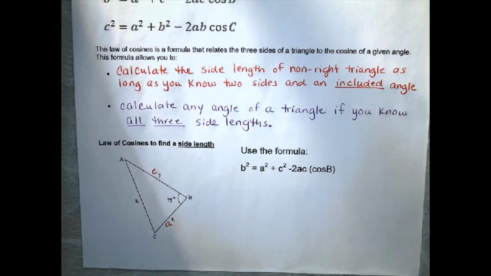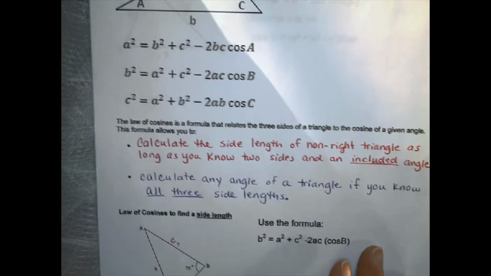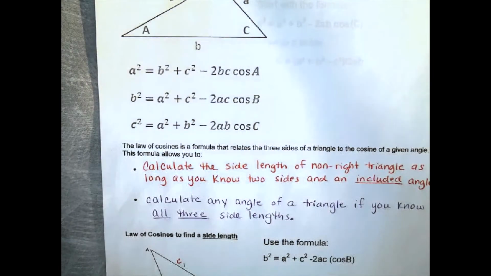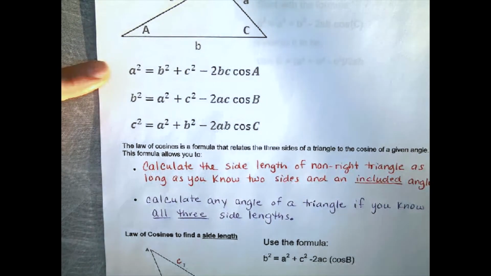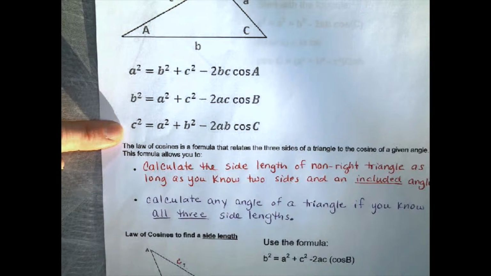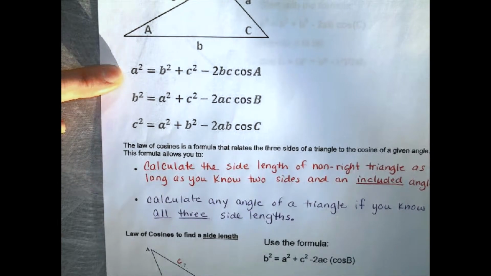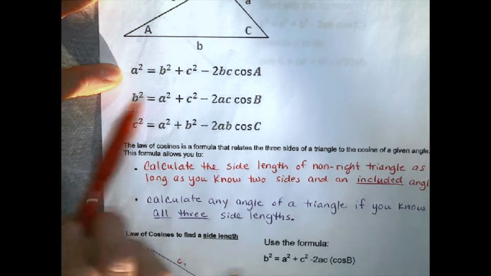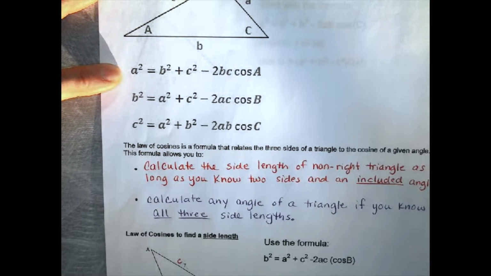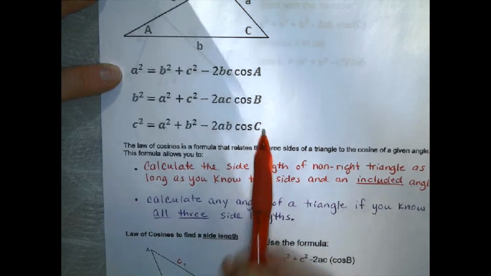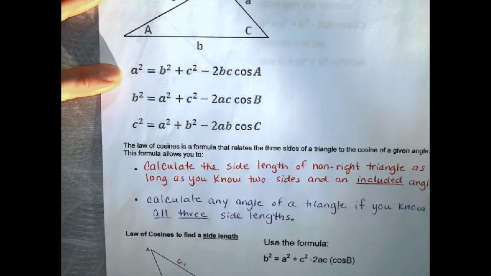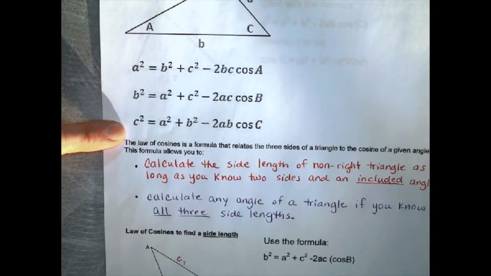Oh, and I forgot to mention that up above, there are what appears to be three different laws of cosines, but actually, if you start with the first one, you could easily derive the next two by adding or subtracting from both sides and changing your angles accordingly. So there are actually three different laws, but they're all based on the same premise.